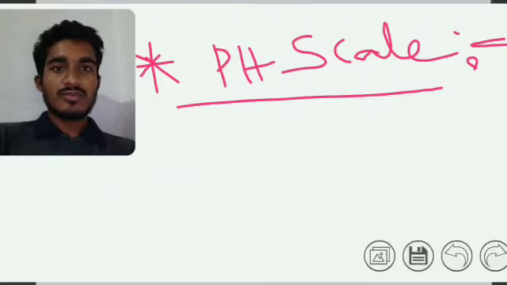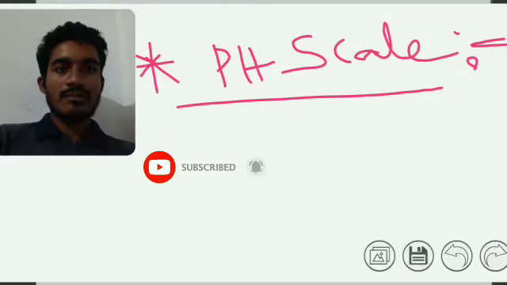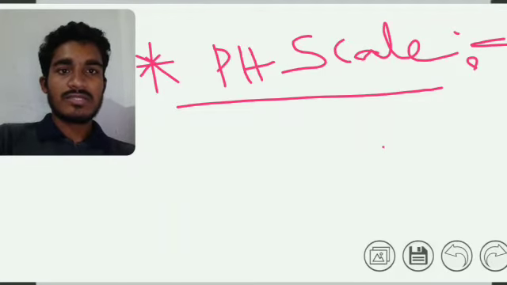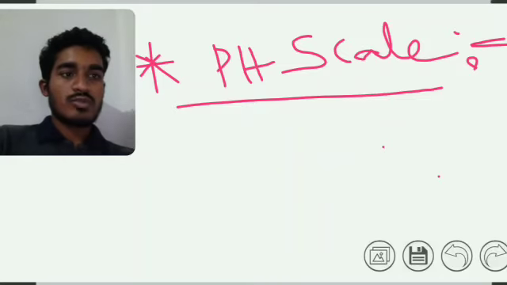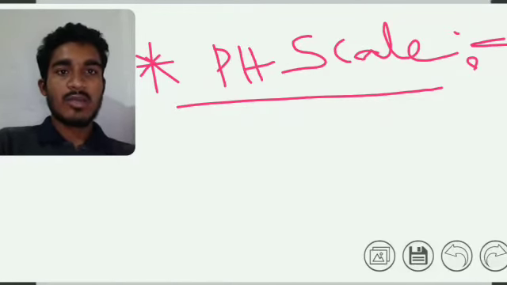Hello everyone. So today we will be discussing pH scales and the importance of pH scales. We must know about the pH scale process. In the acid and base lesson, the topic is the pH scale. So we must know about the importance of pH scales and how they are used in our everyday life.